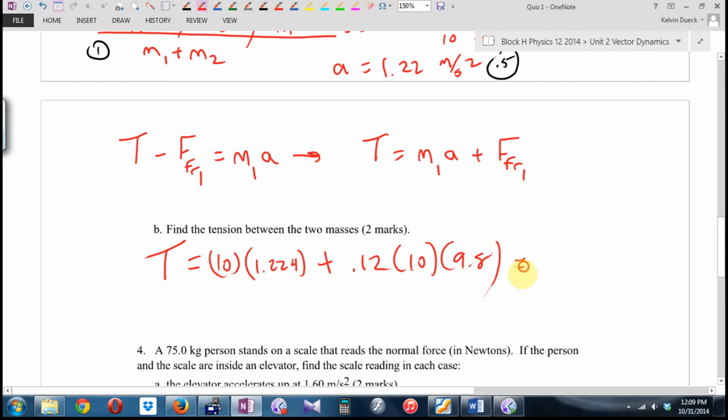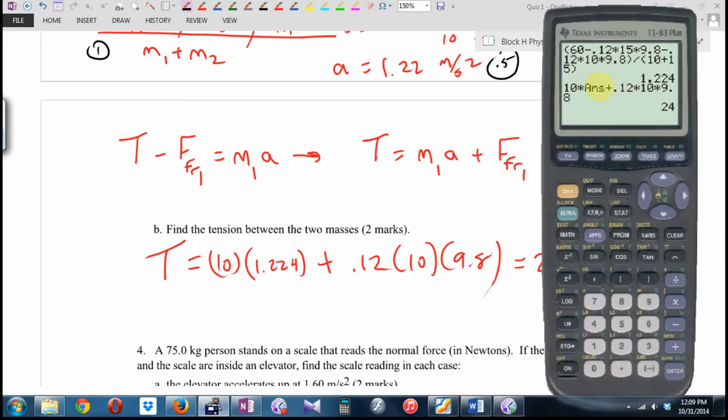There we go. Sensing people. That's because you, instead of using your answer button of 1.224, you just used 1.22. Why round off if I have it stored on my calculator? So you went like this, 10 times 1.22 plus 0.12 times 10 times 9.8. And I'll give you full marks for that.